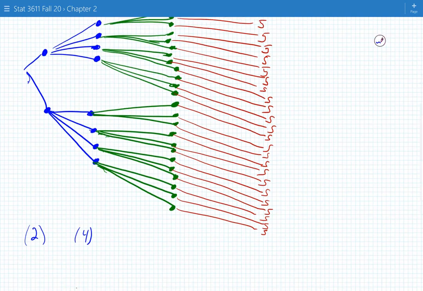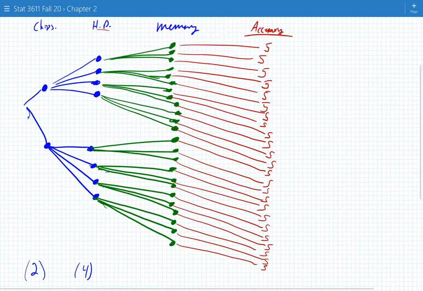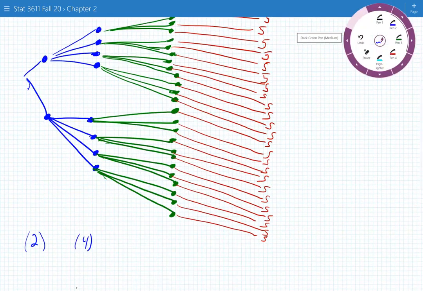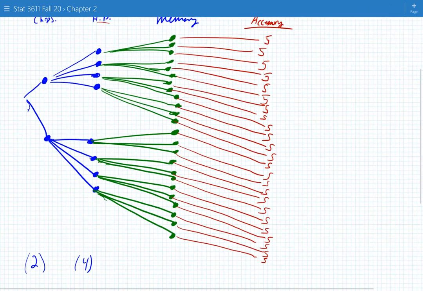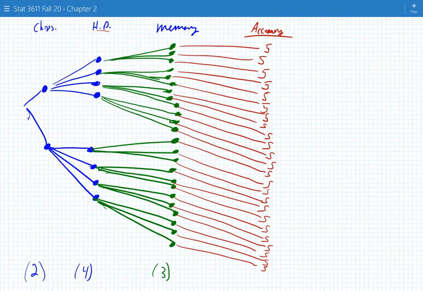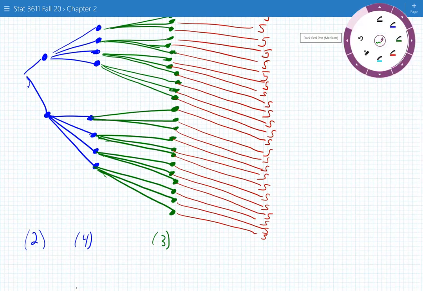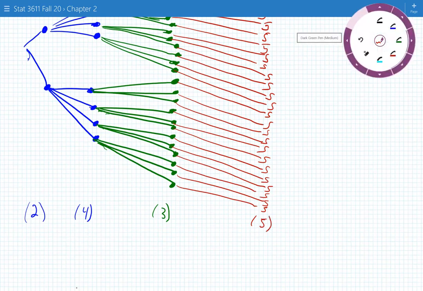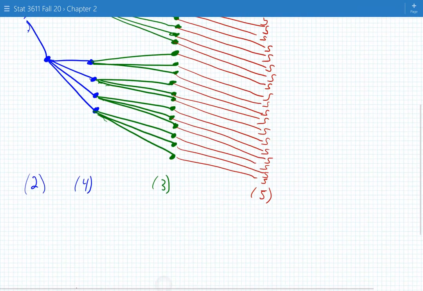There are 8 blue dots at this second level branch. But for each of those, you have 3 memory chips to choose from. So for each of these blue dots, we would have 3. And then for each of those memory chips, we would have 5 different accessory bundles we can get. So what do we have here in terms of the number? We would have 2 times 4.